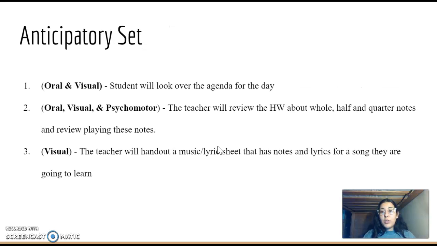So the anticipatory set, or what will be done at the beginning of class, students will look over the agenda for the day. Then the teacher will review the homework about whole, half, and quarter notes, and there will be some review on these notes, on how they're played and how they look. And then the teacher will give out the music and lyric handout that has the notes and the lyrics for the song that they are going to learn.